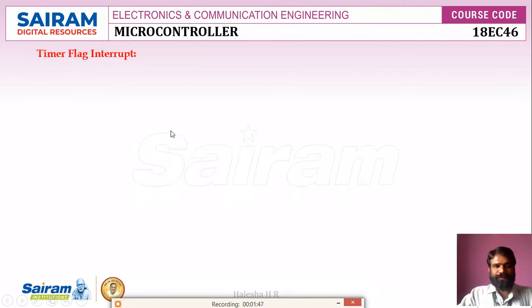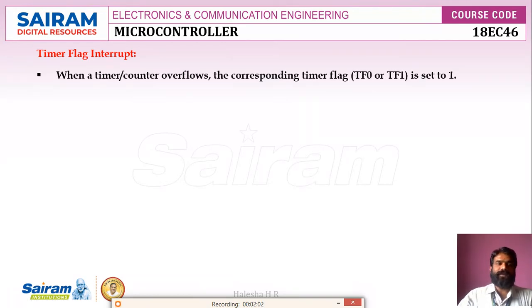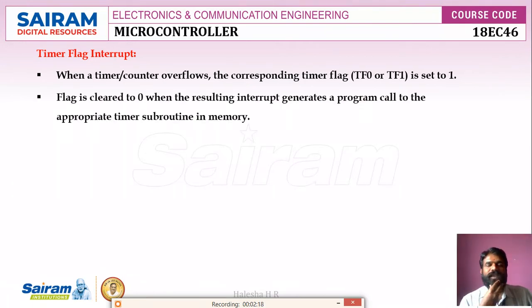Now we'll see what is a timer flag interrupt, when it occurs, what happens when the interrupt occurs, and what about the flag clearance, whether it is automatic or not. So the timer flag interrupt occurs whenever the timer counter overflows. That means when it overflows, the corresponding timer flag, TF0 for timer 0 or TF1 for timer 1, is set to 1. When it's set to 1, the interrupt occurs.